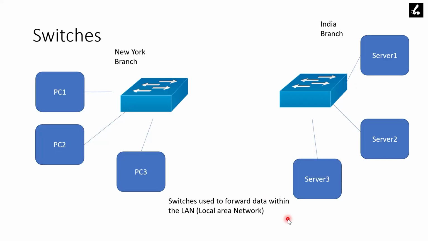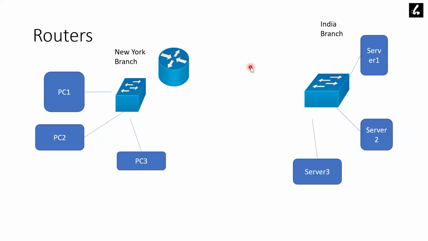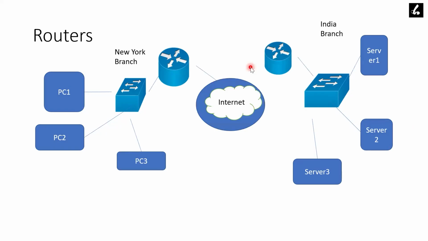Now let's say PC1 wants to access server one, but because server one is not in the local branch and is in a different geographical location, it's outside the LAN network. Here our switch will not be able to make the communication happen, so we need to use a router. The router's role is that whenever you have to communicate outside the LAN network, you use the router. Whenever you have to communicate within the LAN network, you can use a switch.